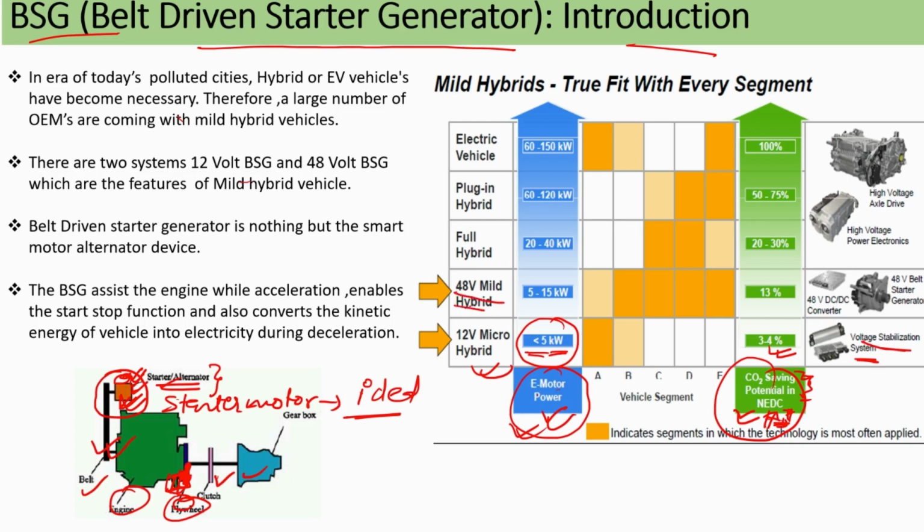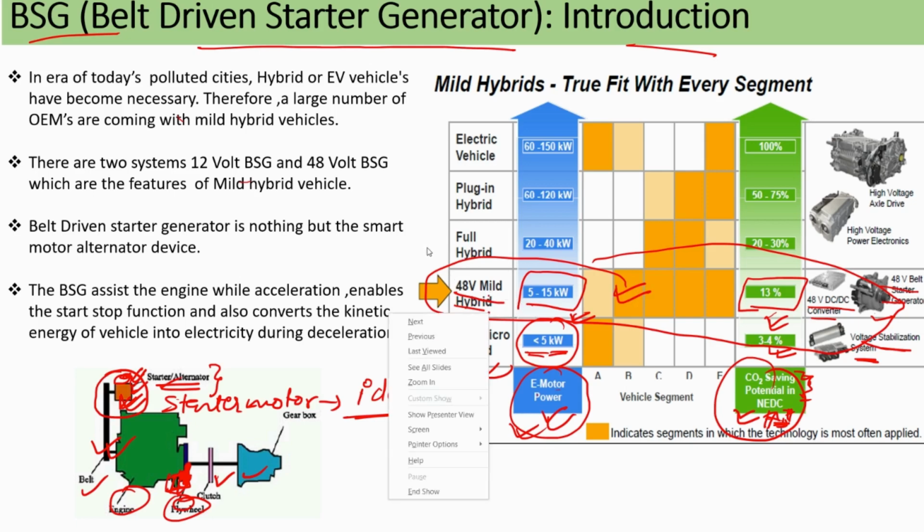Then we come to the 48 volt mild hybrid, as we call it, and here we get power from 5 to 15 kilowatt from the e-motor, and around 13% CO2 saving. Here we use the 48 volt DC-DC converter and 48 volt belt starter generator. This is the segment which we are going to study. I hope you understand. So we are going to study the 48 volt mild hybrid.